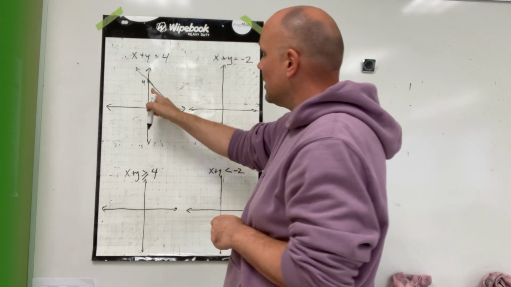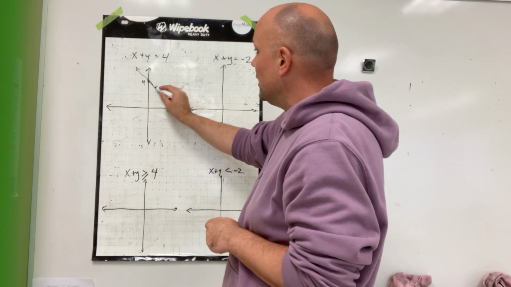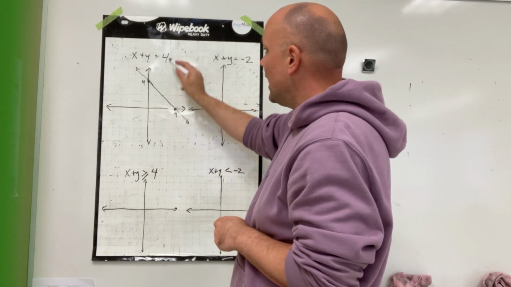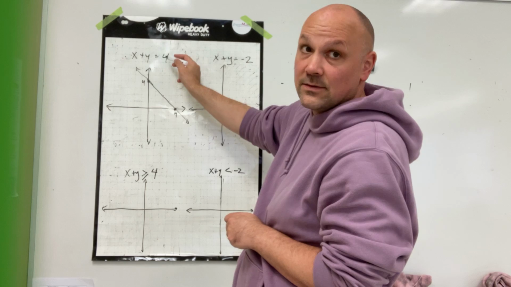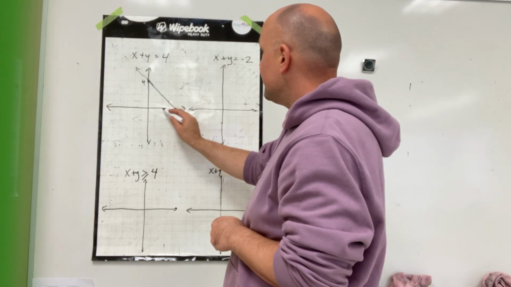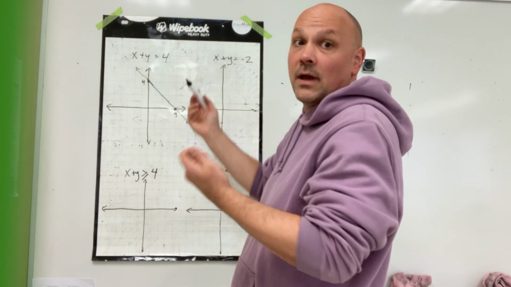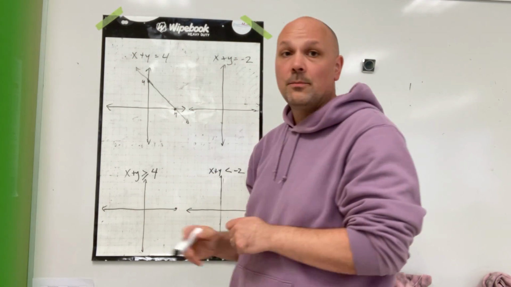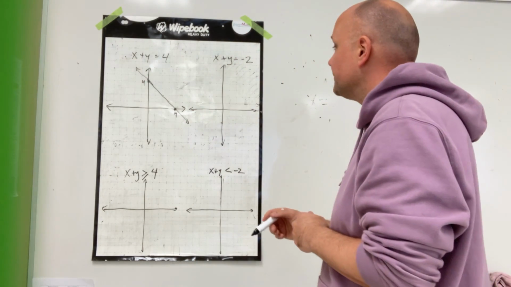Okay, and notice that that encompasses my other points, like 1 and 3 adds to 4, 2 and 2 adds to 4, 3 and 1 adds to 4, 5 and negative 1 adds to 4. So this line encompasses all of the points that add to 4.